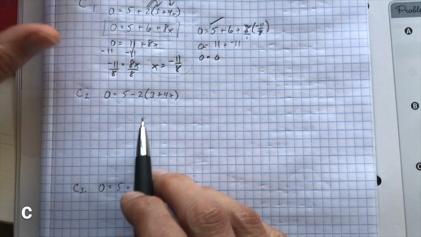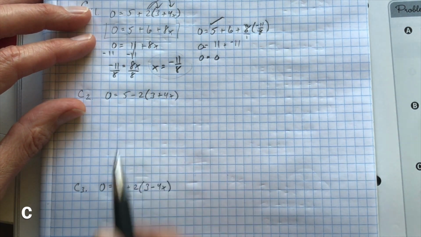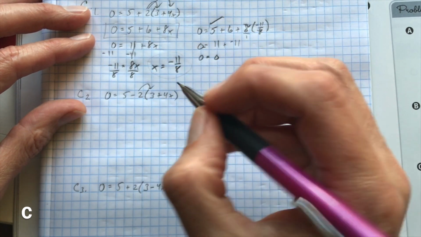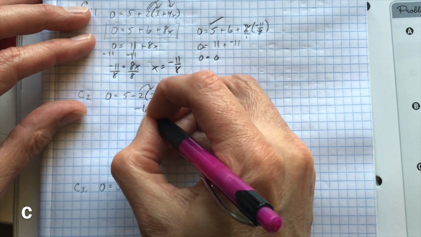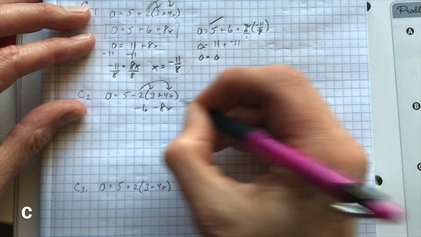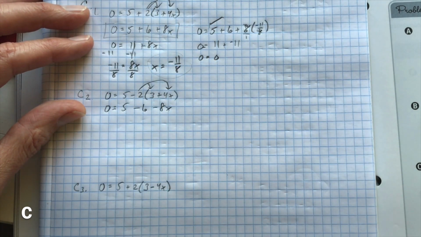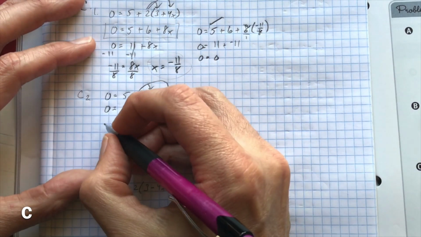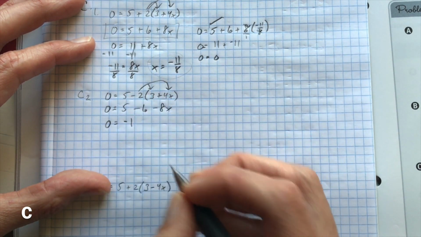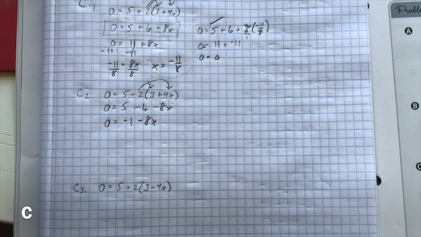C2, same process. They did switch it up. It's not a positive 2 going through. It's a negative 2 going through this time to be distributed. So negative 2 times 3 is going to give me a negative 6. Negative 2 times 4x is going to be a negative 8x. And I have the rest of my equation coming in. So I begin to combine terms here. You'll see I'm going to have 0 is equal to 5 minus 6, which is negative 1, minus 8x.